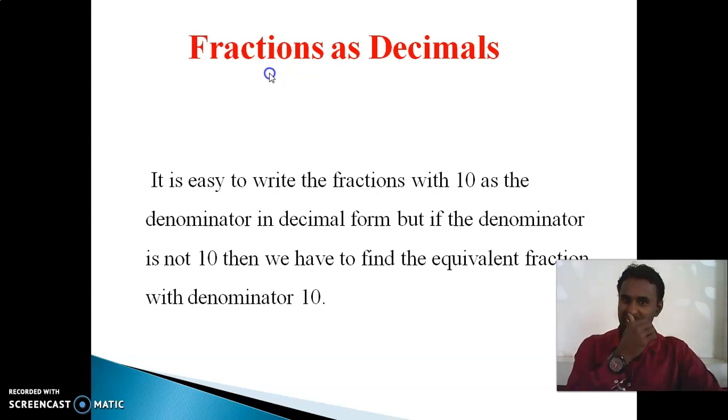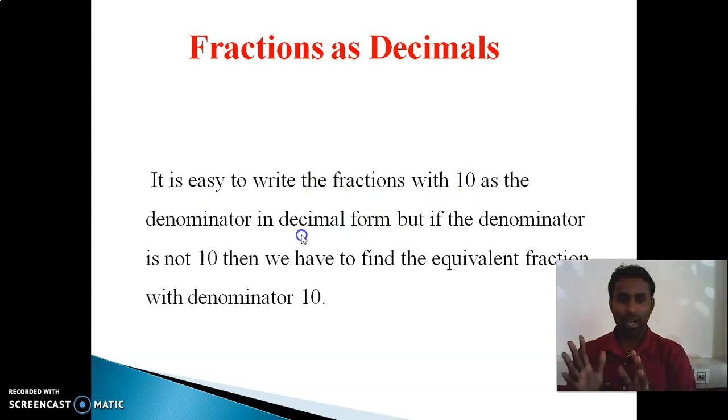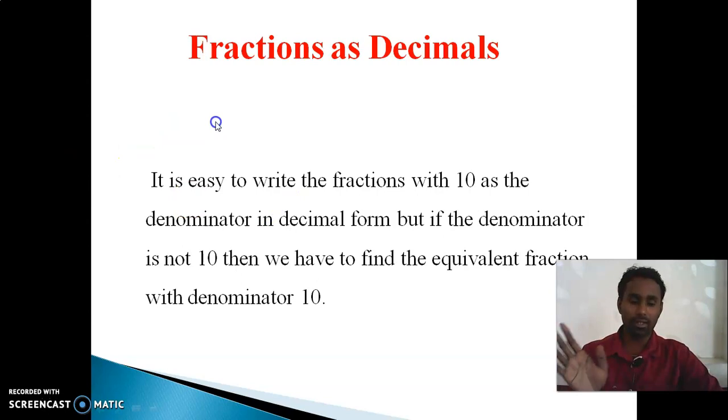Now they gave a fraction. How do we convert a fraction into a decimal? It is easy if we write the fraction with 10 as the denominator, right? If the denominator becomes 10, we can easily make it a decimal point. If the denominator is not 10, we have to make the denominator 10. Otherwise we can directly divide, that is also one method.